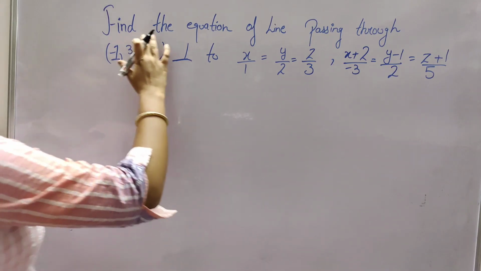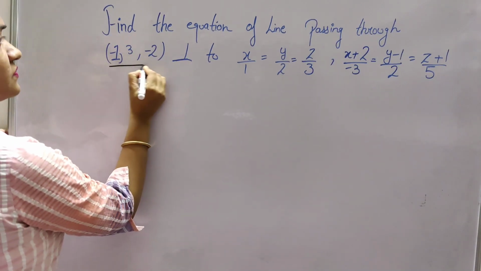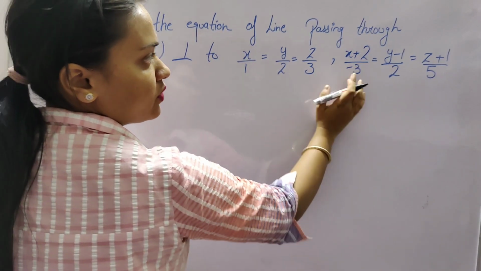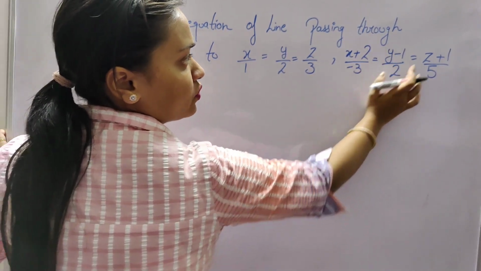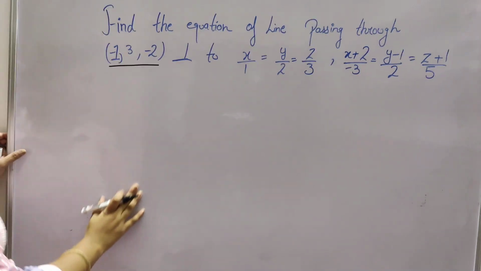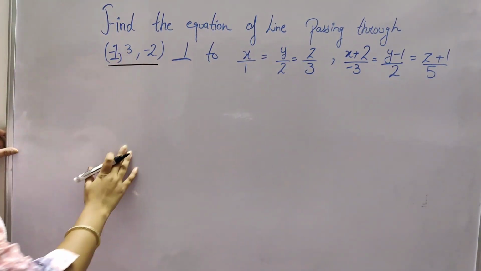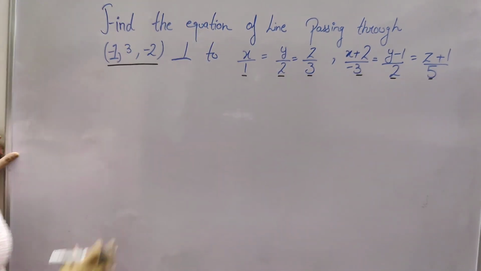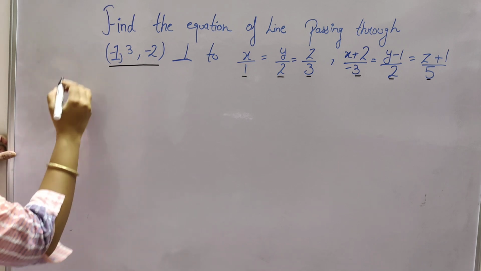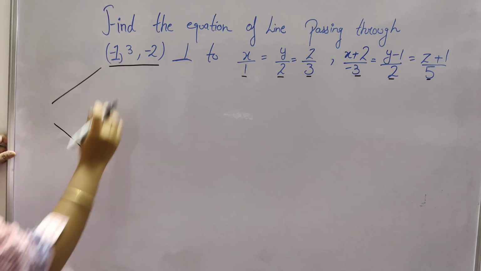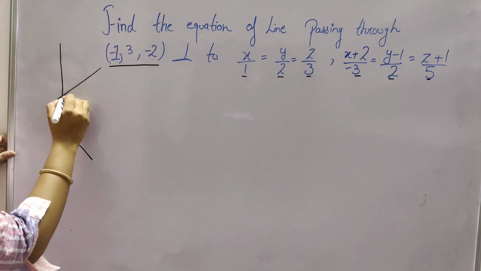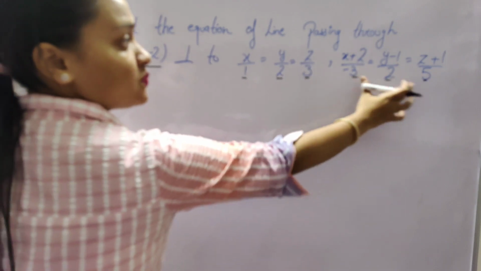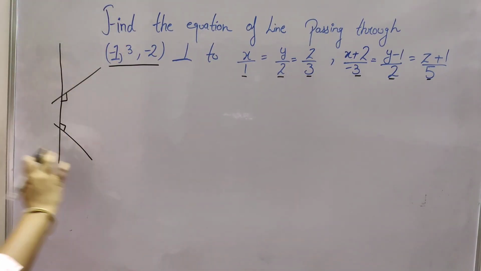So students, your last question is: find the equation of a line passing through minus 1, 3 and 2 to the lines x upon 1, y upon 2, z upon 3 and x plus 2 upon minus 3, y minus 1 upon 2, z plus 1 upon 5. If two equations are given, the numbers in the denominators are the direction ratios. If these two lines are given and this line passes through and is perpendicular to them, these 6 numbers are the direction ratios.